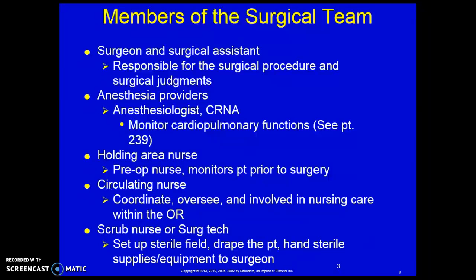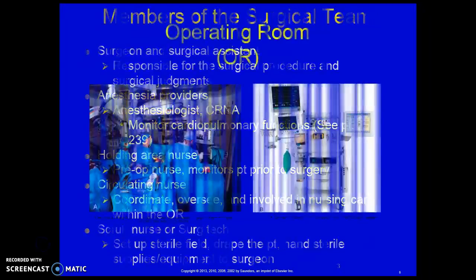So the different members of the surgical team: the surgeon and the surgical assistant, the anesthesia provider, the holding area nurse, the circulating nurse, and the scrub nurse or scrub tech. The position that Frank holds, that he's shared with us, is a surgical tech; some hospitals will use a scrub nurse, but they essentially do the same thing. The circulating nurse is the one we kind of talked about. That would be the one to call the timeout, and the one who's going to oversee all of the nursing care within the OR.